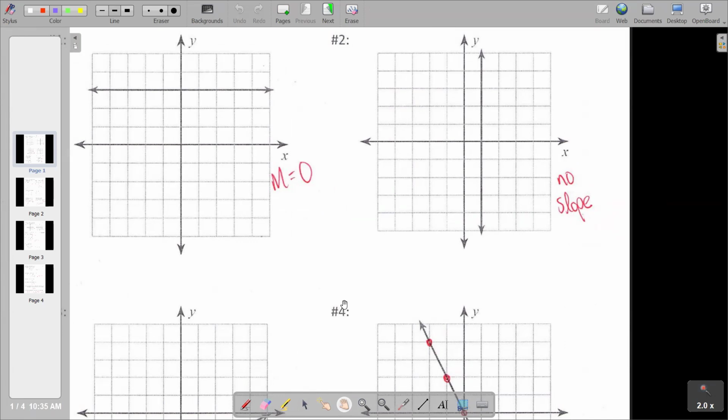Okay. The second one, I just went back to back on these just to make sure you get the basics down. Number two, you can write undefined. I just have been leaning towards no slope lately. So either no slope or undefined slope. Either one's good. Any questions on one or two?